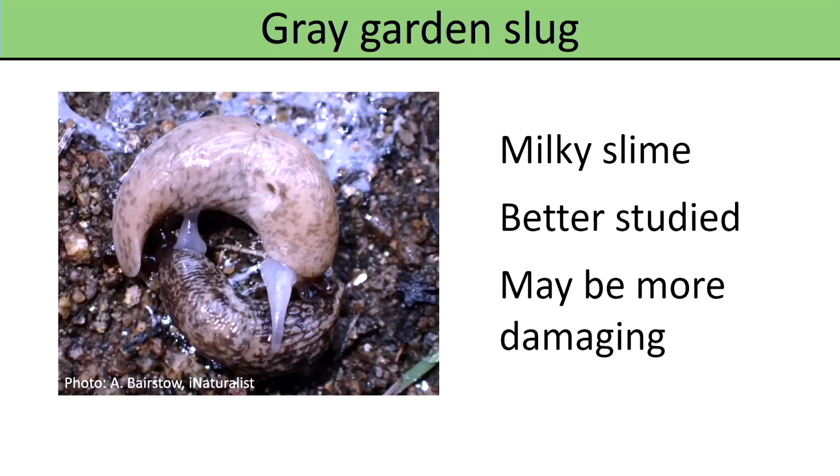You can distinguish these because the gray garden slug, if you upset it, so typically what we do in my lab is we poke it with a pencil, will produce a milky slime. So you can see the slime that they're using defensively comes out and it looks like milk. It's very cloudy. One of their alternate names is the milky slug because of this. And these are much better studied, and we think that they also may be more damaging, they feed more on plants.